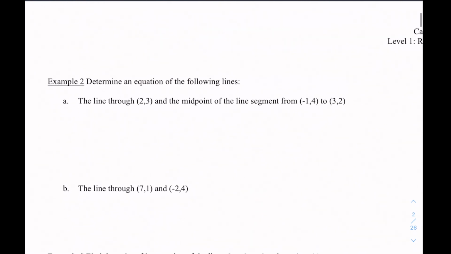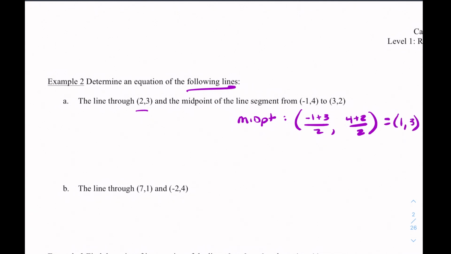I'm going to read the example. I'd love for you to pause this video, but I know just in terms of time's sake, I'm going to go through this problem. So determine the equation of the following lines. The line through the point 2, 3, and the midpoint of the line segment from negative 1, 4 to 3, 2. So midpoint is the middle point between two things. So what we do is we just add the x values, divide by 2, add the y values, divide by 2, which gives us the point that we're working with, 1, 3.